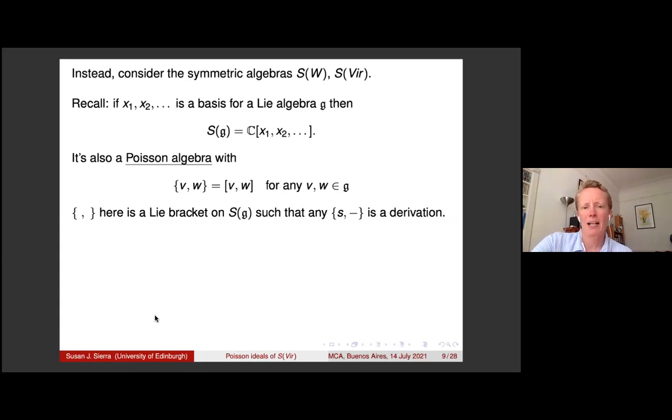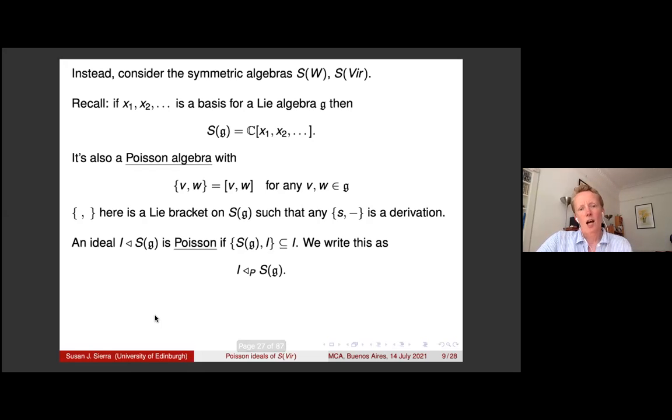Well, it's a Lie bracket on the symmetric algebra such that it's a derivation acting on any one of the inputs. And I'm interested in Poisson ideals in the symmetric algebra, where a Poisson ideal is an ideal which is not only an ideal of the ring, but also a Lie ideal under this curly braces Poisson bracket. My notation for this is going to be triangle sub P for Poisson ideals, since we're going to have lots of them in this talk.